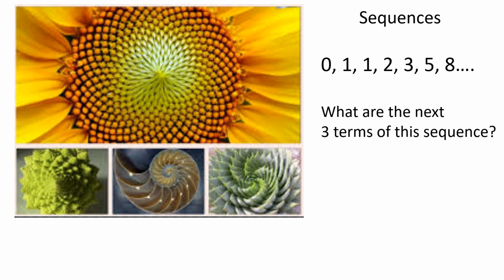So here's an example of a very famous sequence. Some of you might already recognize it. And if you have a little look at the sequence we've got here, we've got 0, 1, 1, 2, 3, and so forth. Pause the video and see if you can find the next 3 terms of the sequence. Can you figure out what the rule is?